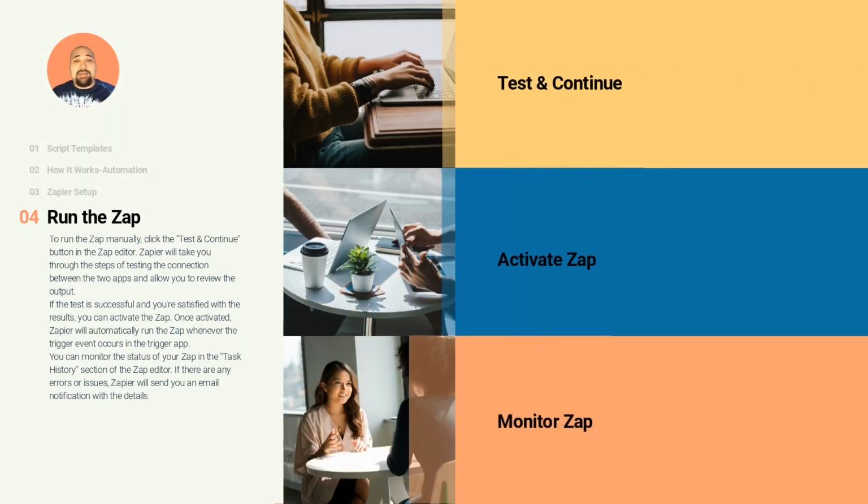To run the Zap manually, click the Test and Continue button in the Zap editor. Zapier will take you through the steps of testing the connection between the two apps and allow you to review the output. If the test is successful and you're satisfied with the results, you can activate the Zap.